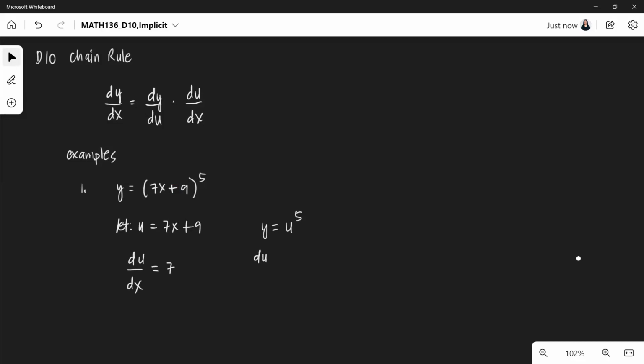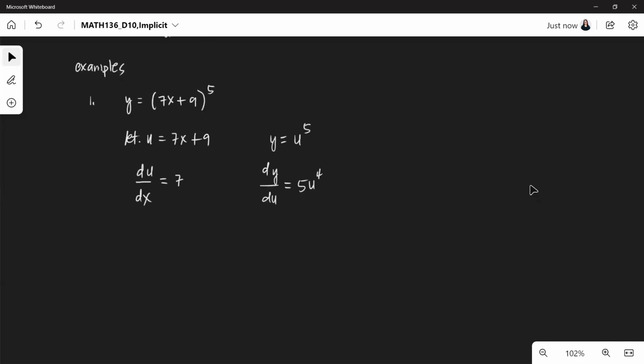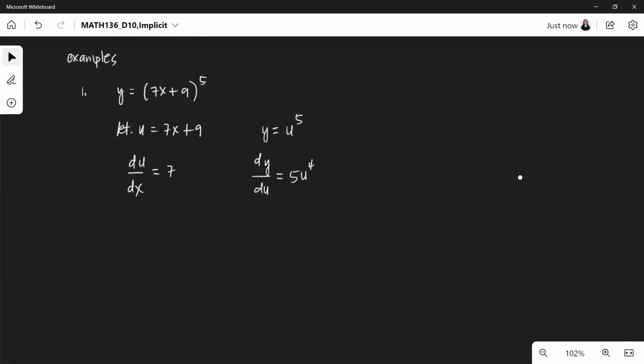Then we can get its derivative with respect to the new variable u using the power rule. Now it's 5u raised to the power of 4, right? So using the chain rule, we can solve for the derivative of y with respect to x by multiplying the derivative of y with respect to u and the derivative of u with respect to x. So we have 5u raised to the power of 4 multiplied by 7. So we have 35u raised to the power of 4.